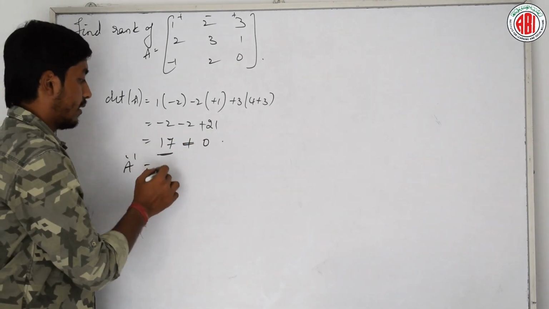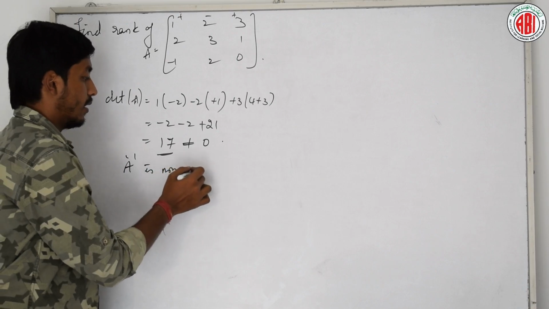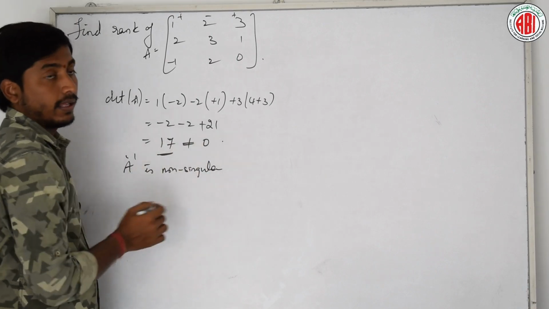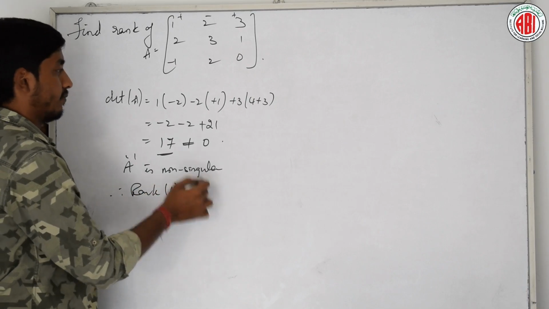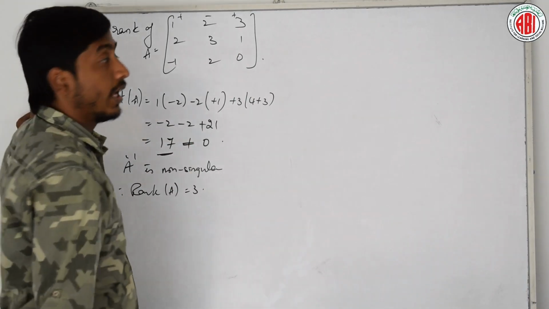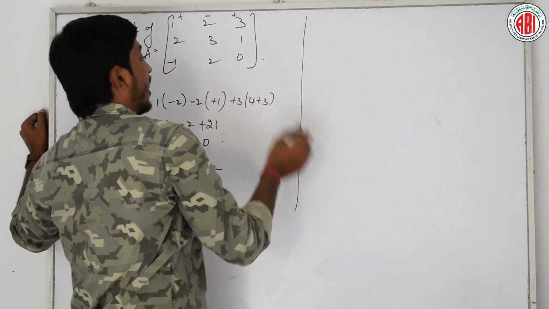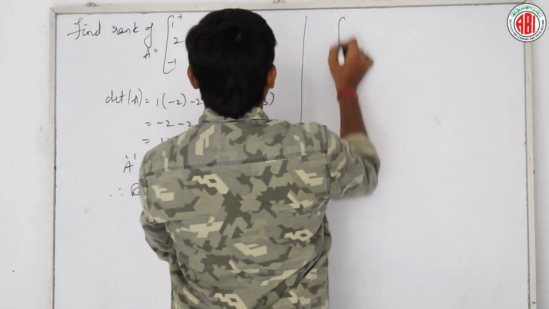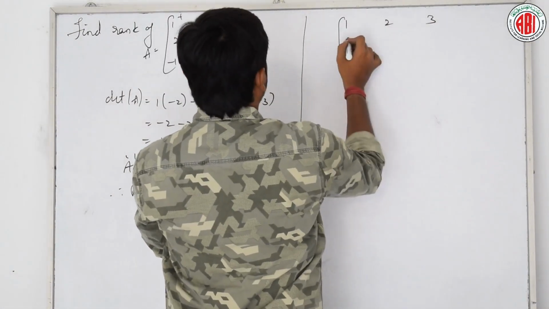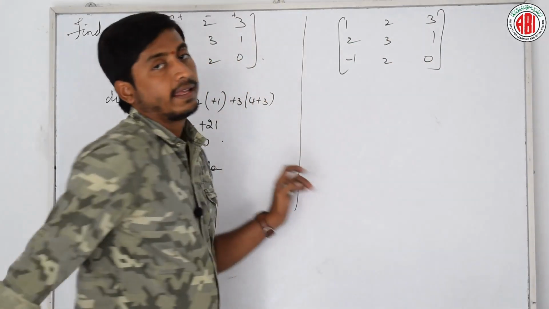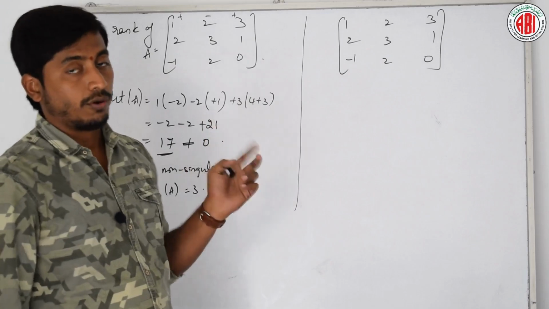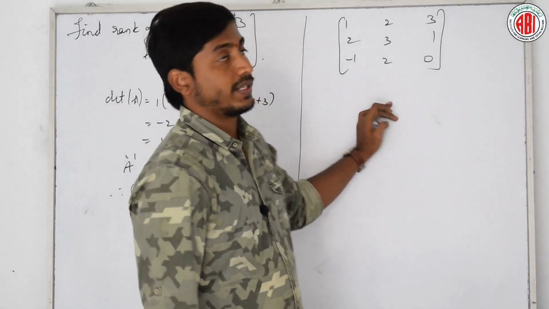A is non-singular. Therefore, rank of A is 3. Directly we got it. Okay. Let us do the same problem using elementary transformation. How do we get 1, 2, 3, 2, 3, 1, minus 1, 2, 0. Try to learn how to do elementary transformation from this problem itself.